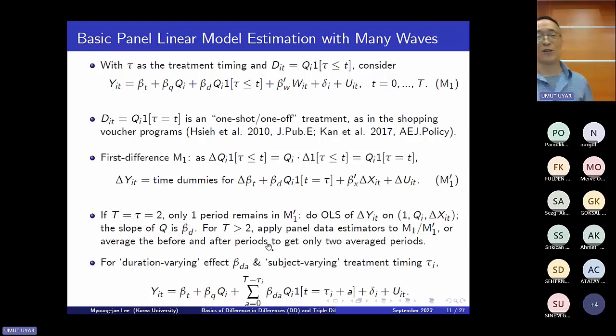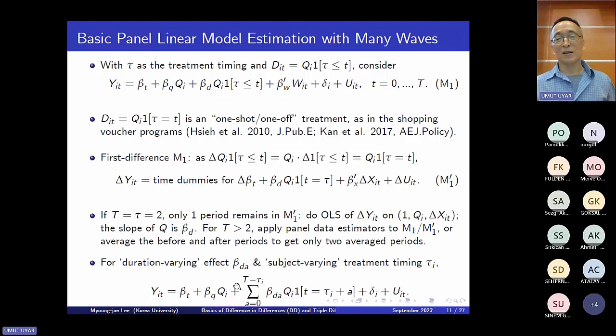So the reason I'm mentioning this is that you can do DD estimation even if you know only OLS, because in this operation, you are turning the entire panel data into a single equation.